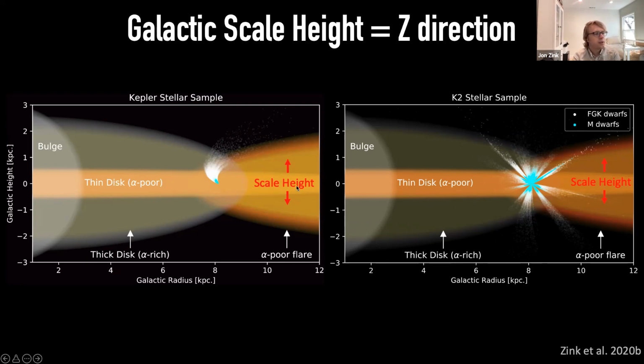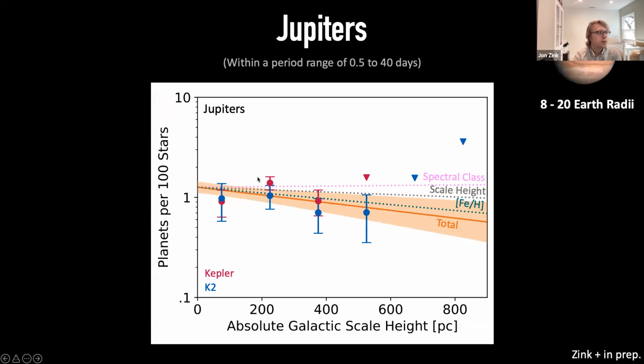Moving forward, I want to talk about scale height and distance from the galactic midplane, and whether that has an impact on planet occurrence. This is some of the recent work I've been doing with the K2 sample, diving into this and seeing if we can find any trends as we move away from the midplane. So let's look at each class of planets individually. For the Jupiters, do we see a trend as we move away from the midplane?